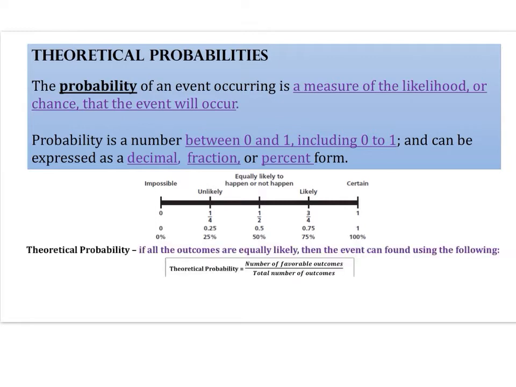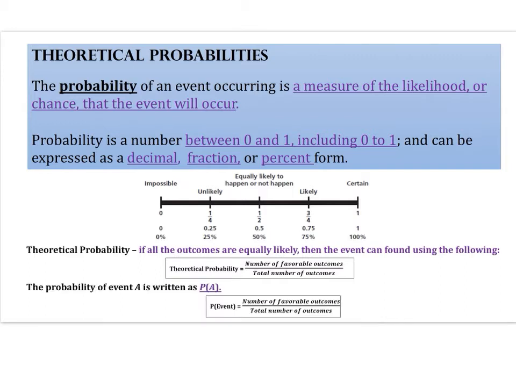And then we know theoretical probability is the number of favorable outcomes compared to the total number of outcomes. So if all the outcomes are equally likely, then the probability of the event can be found using this formula. And then we have a certain notation for probability of an event, which we'll call A. It's written capital P parentheses A. So let's change our formula to be probability of an event equals the ratio of number of favorable outcomes to total number of outcomes. So you'll see this particular notation from here forward. So this is what you're practicing.